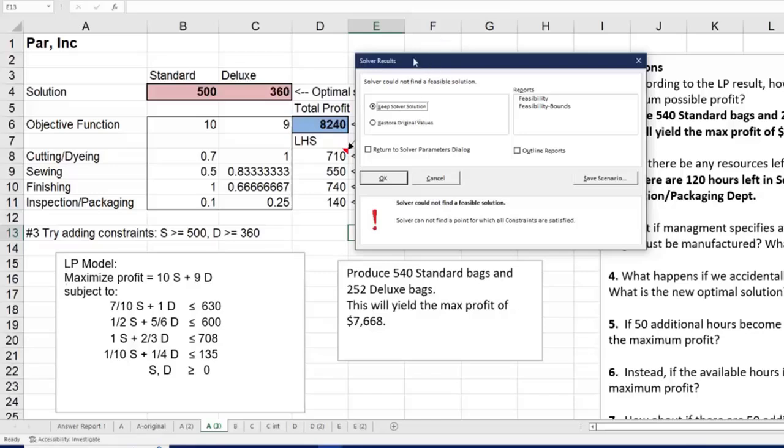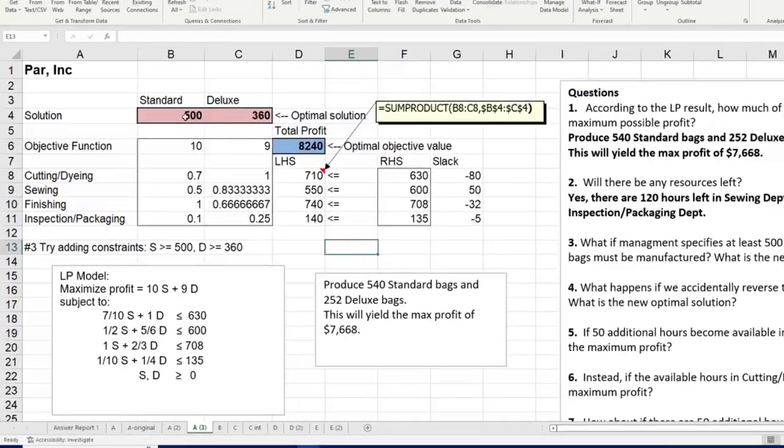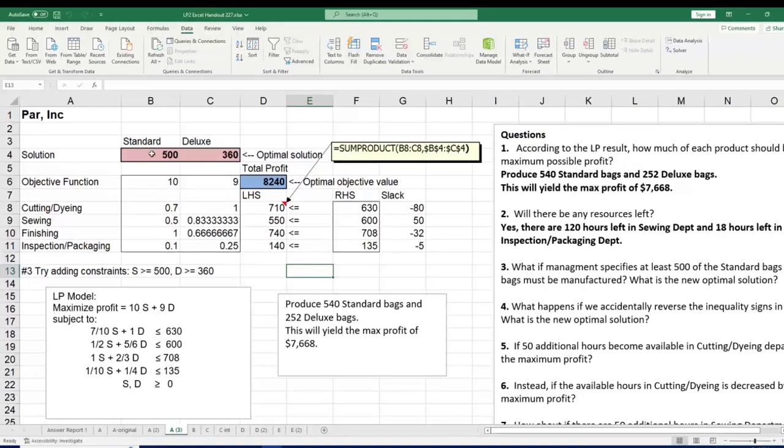Okay, so let's say here I'm going to say okay. And now you might say, oh wait, I do have 500 and 360 here. So does it mean that we actually found a solution that satisfies these constraints? Now, if you look at the slack, you know something is wrong. How can you have negative leftovers? You are using more than what is available.